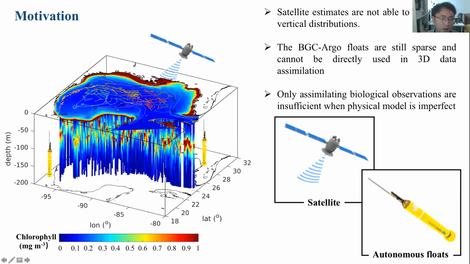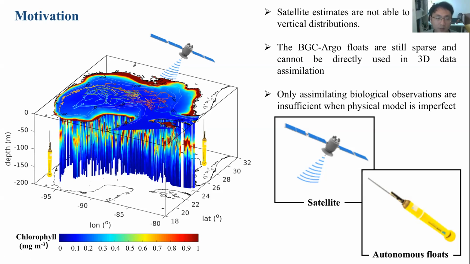So here we use one example in the Gulf of Mexico. This is the surface chlorophyll concentration from the satellite observation, and this is the subsurface chlorophyll distribution from the BGC Argo float. And we can see that they are not homogeneous in the vertical direction. In recent years, the fast growth of BGC Argo floats makes it possible for us to measure multiple biological properties at the same time at relatively high spatial and temporal resolutions, and they naturally supplement the satellite estimates.